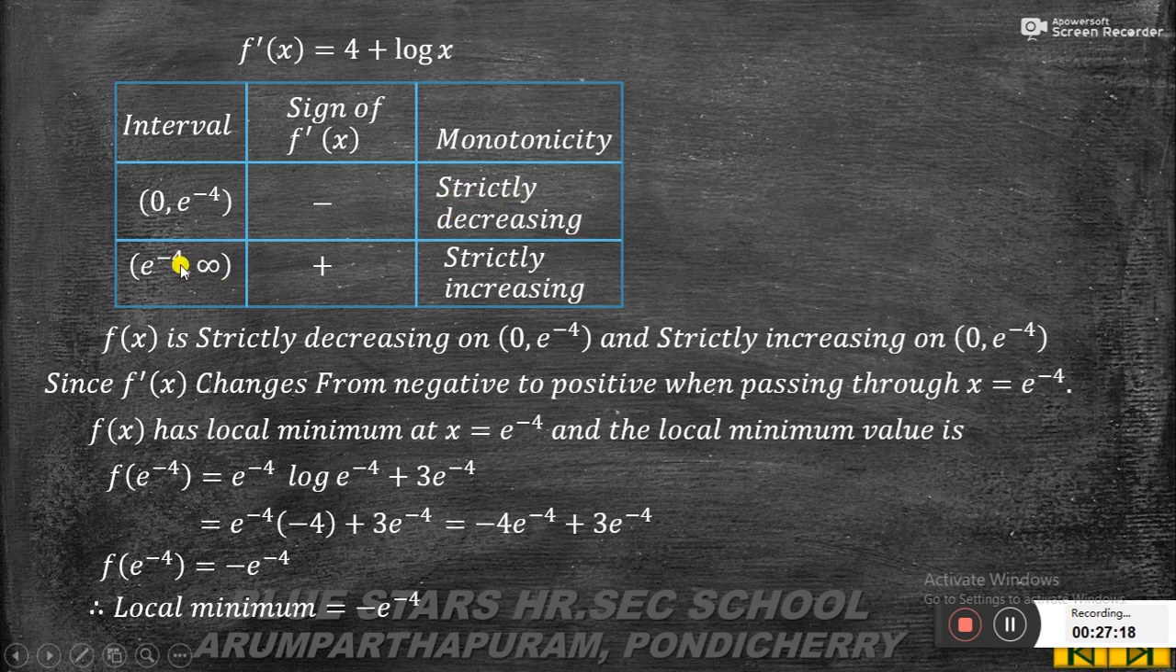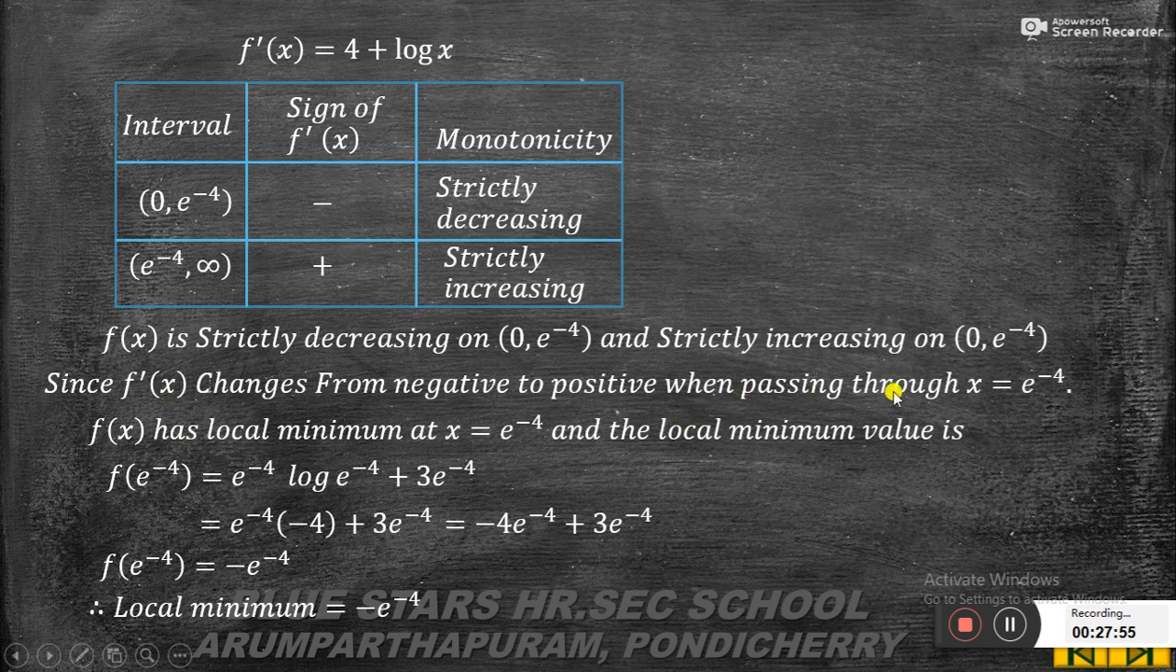Next, any value I take from the interval after e power minus 4, I substitute in f dash of x, I get a positive answer. So plus means strictly positive, so strictly increasing. From this I conclude that f of x is strictly decreasing on (0, e power minus 4) and strictly increasing on (e power minus 4, infinity). So f dash of x changes sign from negative to positive. So we get a local minimum.